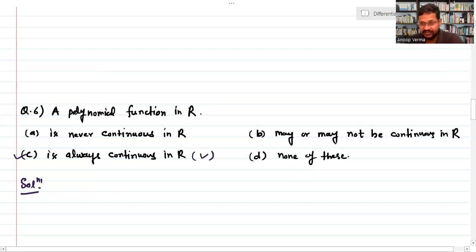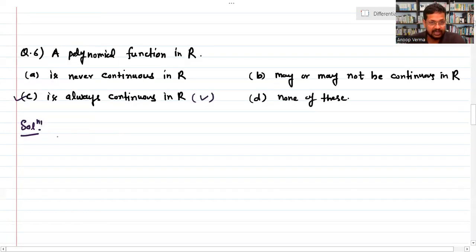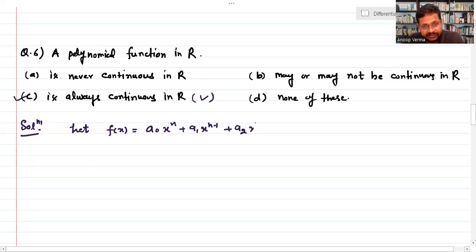अगर हम इसको प्रूव भी करना चाहें तो we can also prove. So I'm just taking a polynomial function. Let f(x) be a polynomial function. It looks like this. I'm just taking a naught x power n plus a1 x power n minus 1 plus a2 x power n minus 2, and so on up to a n. Okay. So how many terms will be there? This is n plus 1 terms, and this is the degree.